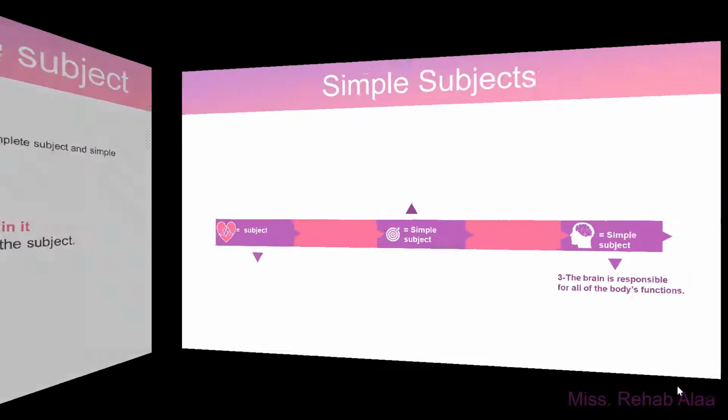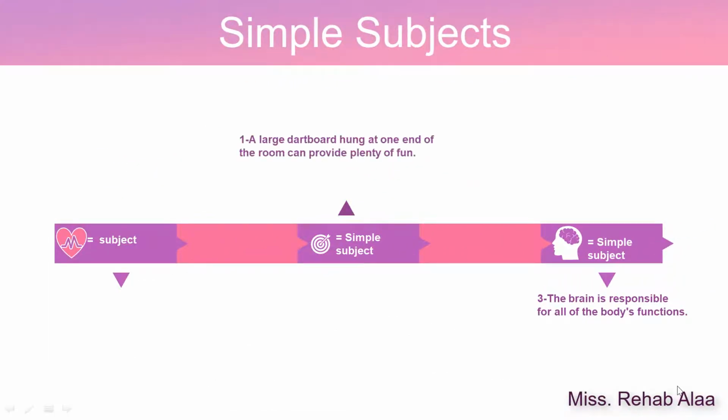For example, a large dartboard hung at one end of the room can provide plenty of fun. Since we're talking about the dartboard and it's the main focus of the sentence, it's going to form the simple subject. 2, my heart rate is high. But there's a question here. Is it heart or rate?